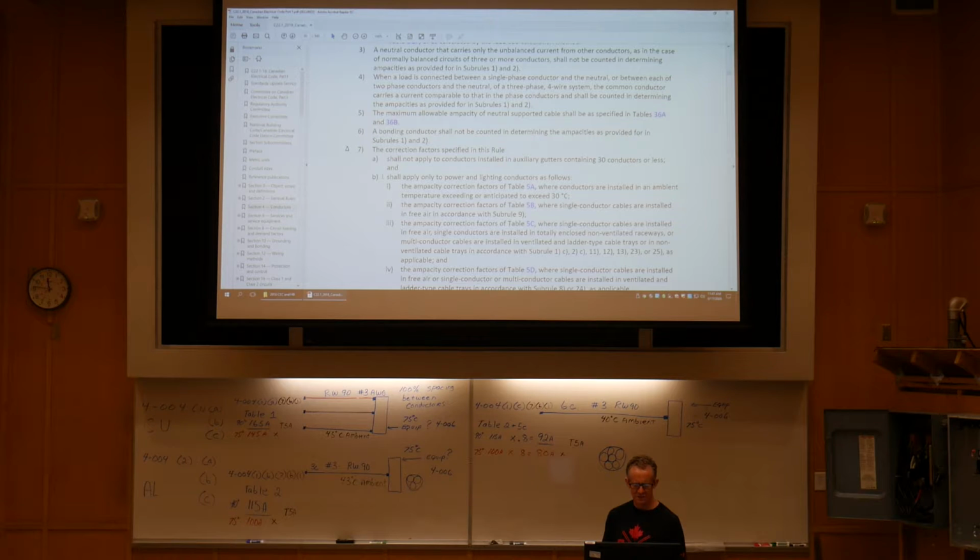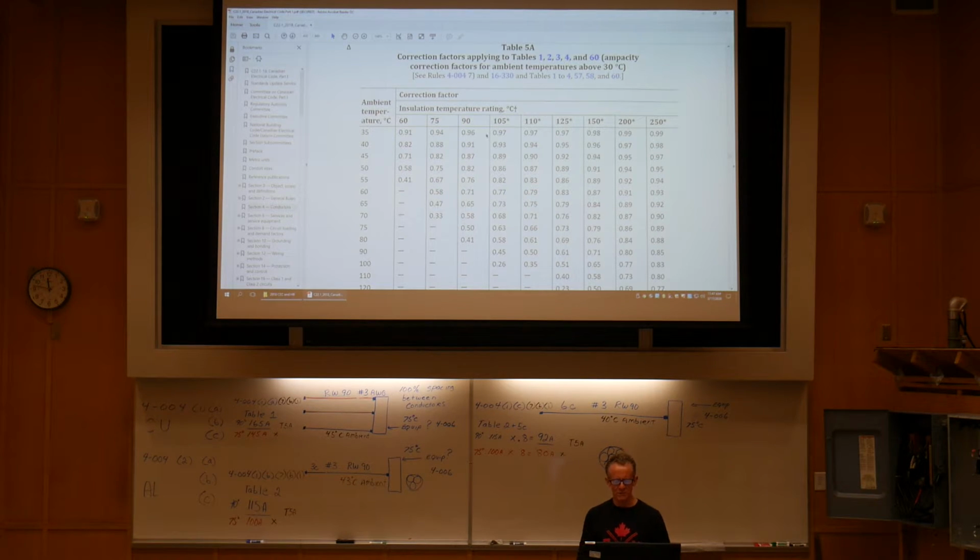I. So we're at 7bi. The ambient capacity correction factors of table 5A, where conductors are installed in an ambient temperature exceeding or anticipated to exceed 30 degrees C. All right, so the tables are based on 30 degrees. So you're going to get questions where they throw the ambient temperature derating factor in. Now, we'll go to the table, so table 5A. Get your code books open, table 5A.